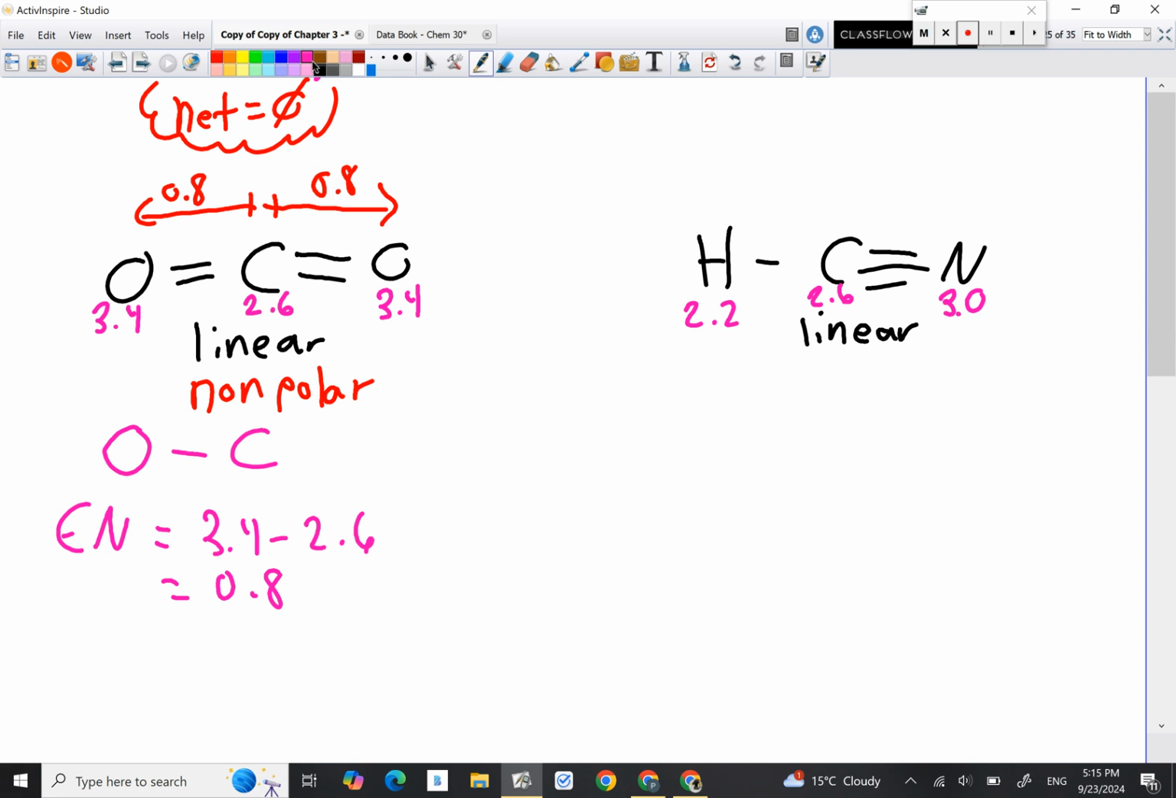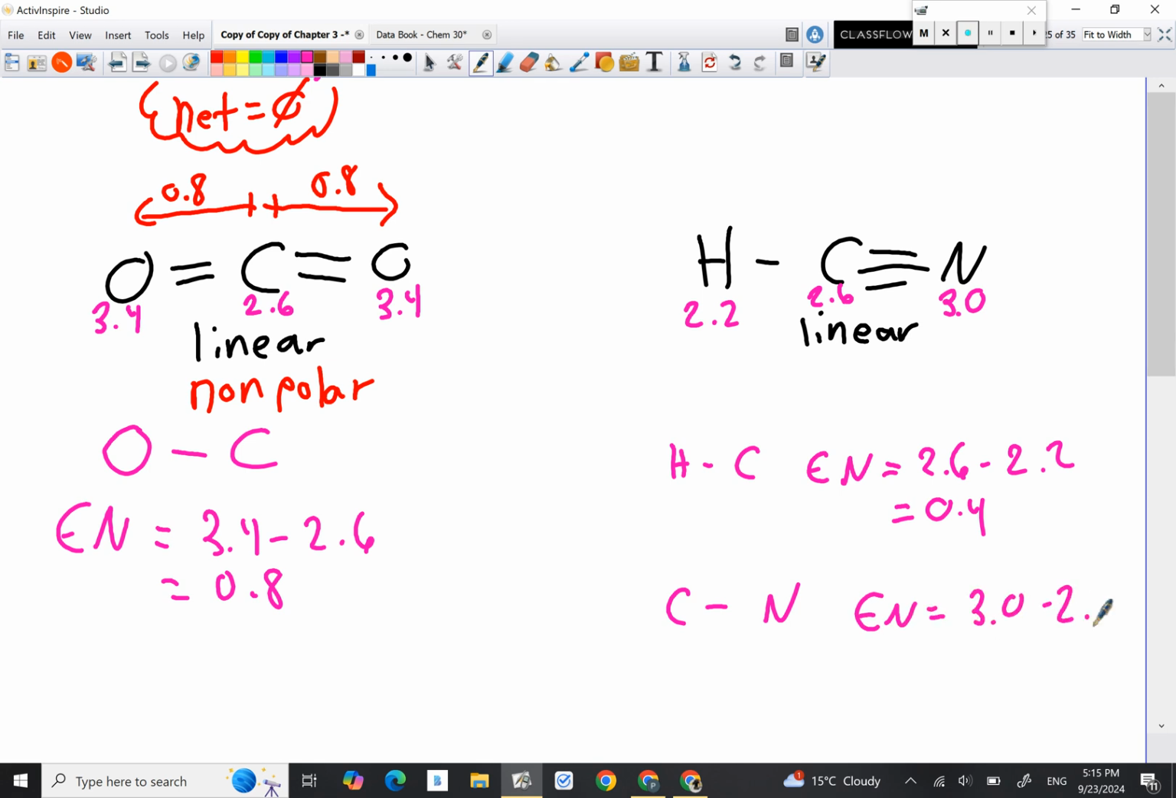Now we're going to notice something different happening with our HCN. So when we look at the bonds right here, we have hydrogen and carbon, and then we have carbon and nitrogen. So when we get the electronegativity difference of hydrogen and carbon, we go 2.6 minus 2.2, and we have 0.4. So this is slightly polar covalent. Now for our carbon and nitrogen, we go 3.0 minus 2.6, and we also have 0.4. So we'll notice right here they have the exact same strength, right?